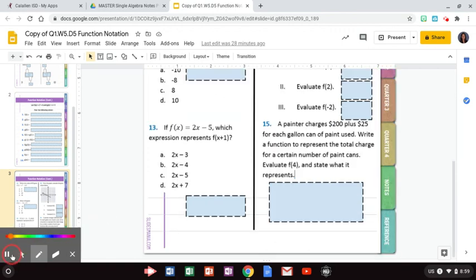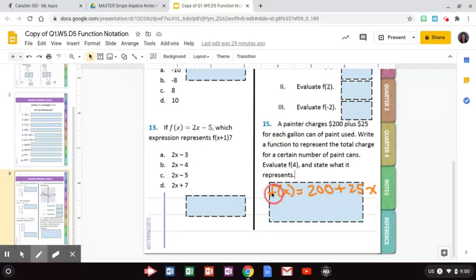Okay, the very last one, 15. A painter charges $200 plus $25 for each gallon of paint used. Write a function to represent the total charge for a certain number of paint cans. Evaluate f of 4 and state what it represents. So f of x is our function. We have to write a function. It's going to be $200 for the painter to charge. That's what he charges, plus 25 a gallon, so 25x. x is how many gallons we have to paint or use, okay? Because it's saying to write it as a function.